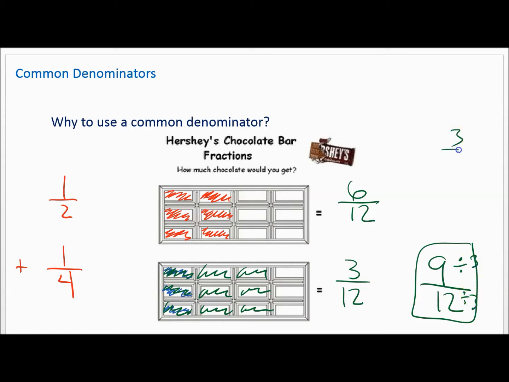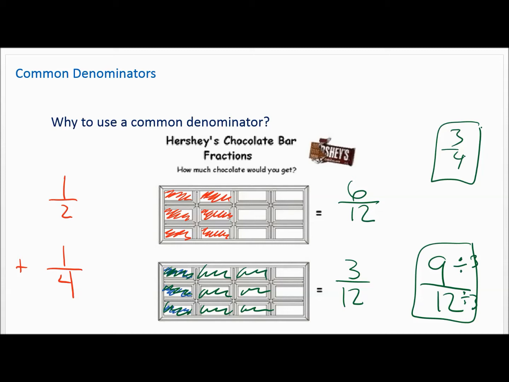and that gives me 3/4. Now, you're already used to doing that. You're already used to simplifying fractions to lowest terms, but I wanted you to see it in action. Okay, so Hershey bars are a great way to describe fractions, but you can't add different sized fractions together.